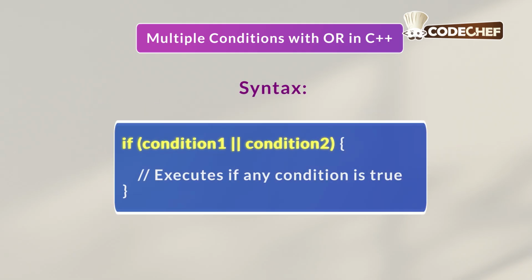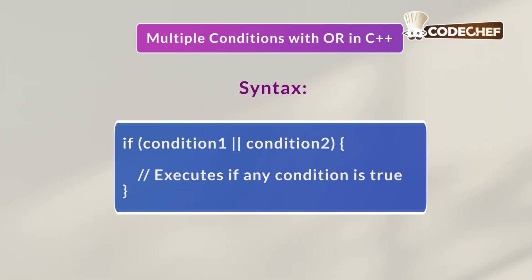If condition 1 or condition 2. So these are two different conditions and we have joined them using the OR operator. Now if either one of them is true or both of them are true, then it will execute the code which is written inside the curly braces. But in case both condition 1 and condition 2 are false, only then the compiler will skip the if block and move to the next part of the code.